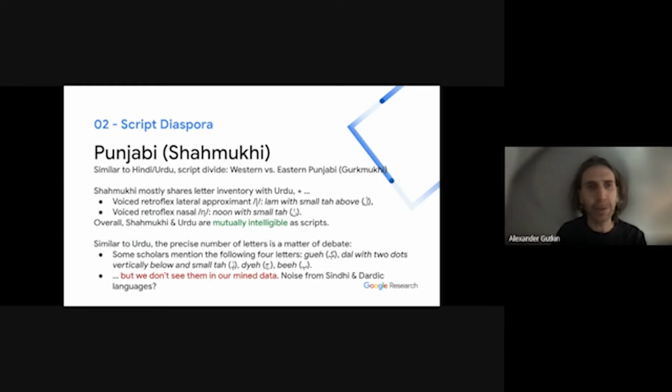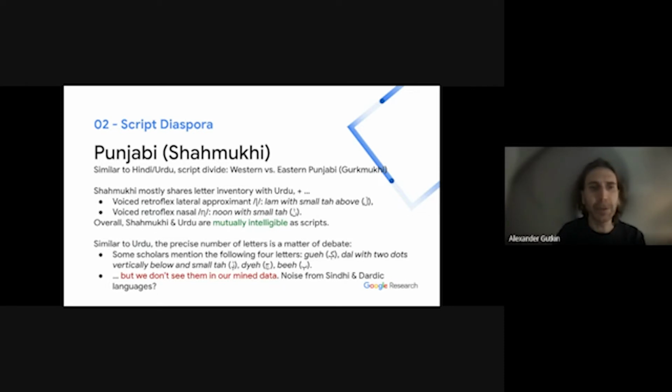Punjabi is very similar to Urdu in some respects, and in terms of a script. Punjabi has a similar divide to Hindi-Urdu. There's a divide between Western and Eastern Punjabi, with Eastern Punjabi using Gurmukhi script. Shahmukhi, which is the Perso-Arabic for Punjabi, mostly shares the inventory with Urdu, but there are certain additional letters, such as rra along with small ta above, which marks voiced retroflex lateral approximants, and voiced retroflex nasals. But other than these two letters, overall, the Shahmukhi and Urdu are mutually intelligible as scripts.